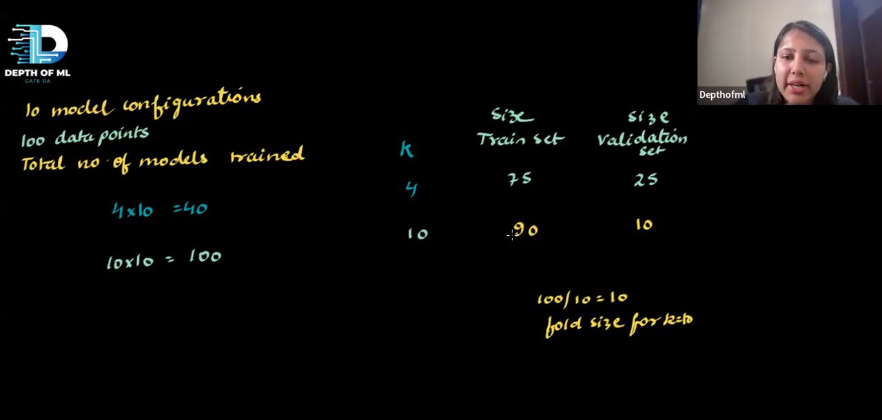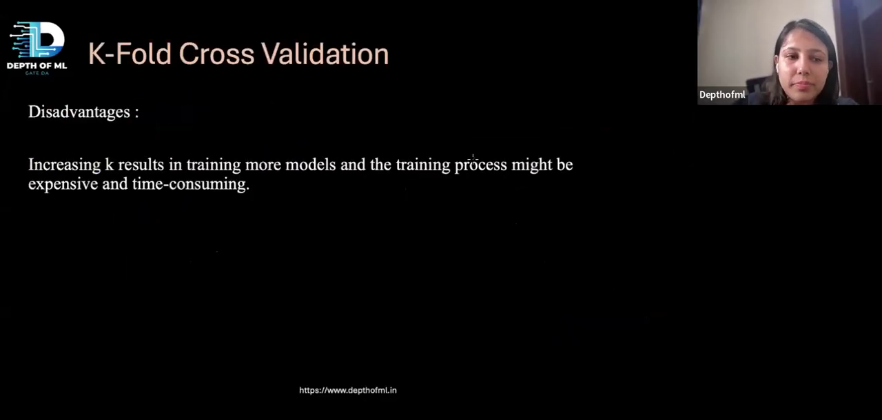So your training time also increases because the number of data points in training increases. For every iteration, your training set is bigger if you have a bigger K. If you have the same number of data points, obviously 90 is greater than 75. So your training time increases, and your training process might be really expensive and time consuming.